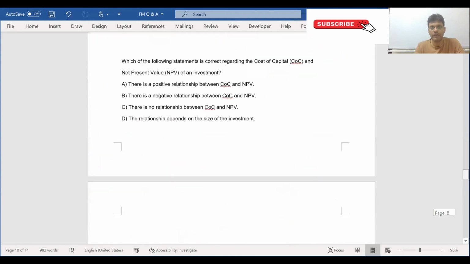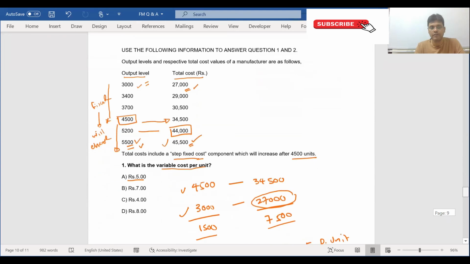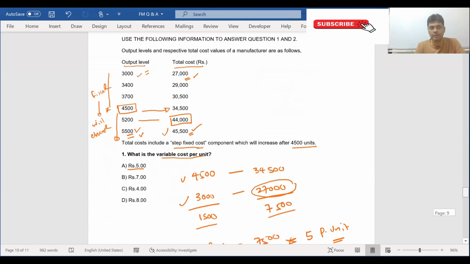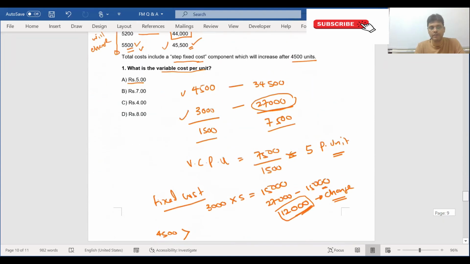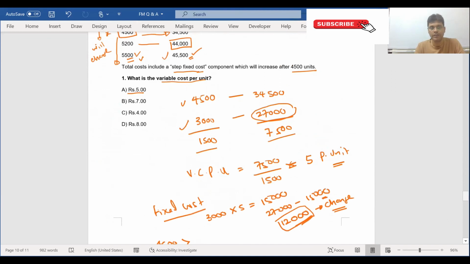In the first part, the answer is answer A, which is variable cost per unit, which is 5.